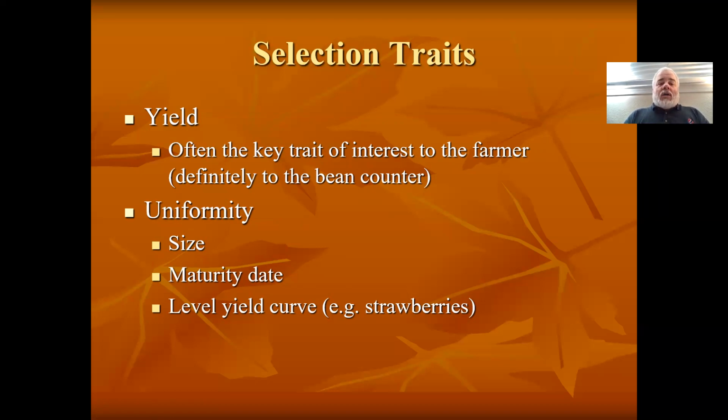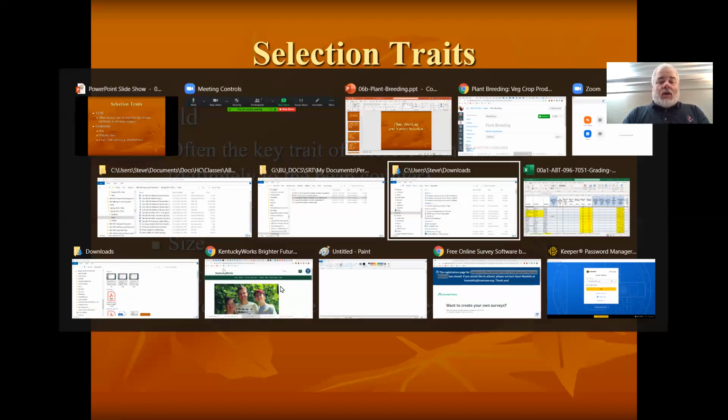The problem with quinoa is there hasn't been the effort to breed it for uniformity, and so it doesn't produce as uniform a crop, and so there are challenges in terms of harvesting. Level yield curve. I talk about that with strawberries, and let me show you something here.